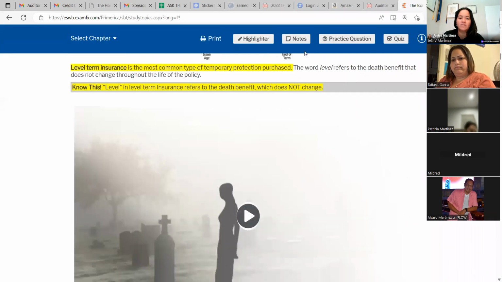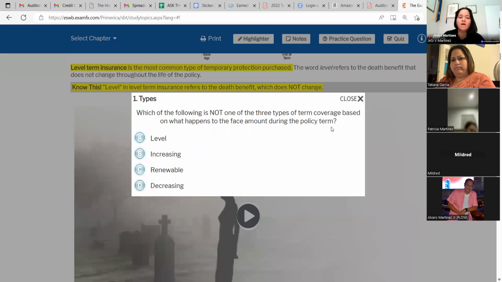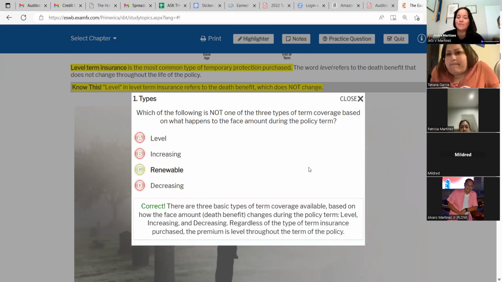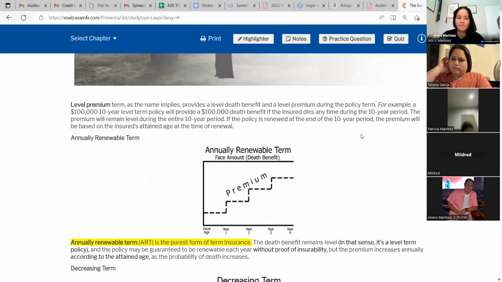So let's go a little bit more down, see if here we get another one. Which of the following is not one of the three types of term coverage based on what happens to the face amount during the policy term? So level. See? I like this. Okay, we're getting there. Perfect. Renewable. So we said the term coverage, we have level, increasing or decreasing, right? Perfect. So renewable is just a condition. You can either renew it or you can convert the policy. Perfect. Let's go down a little bit more.